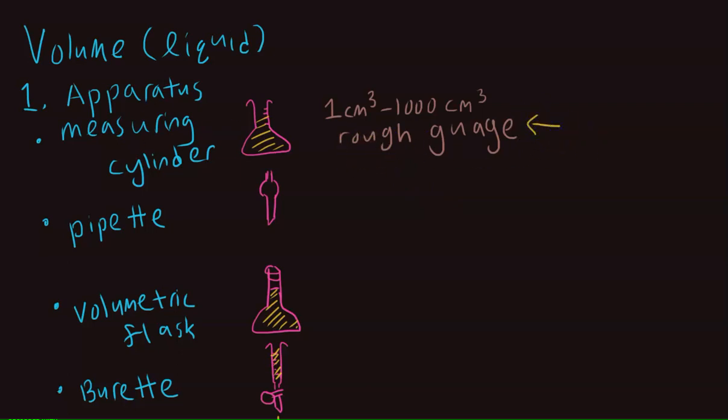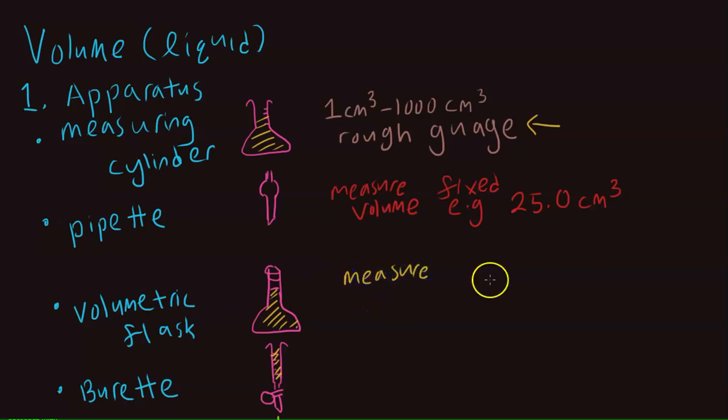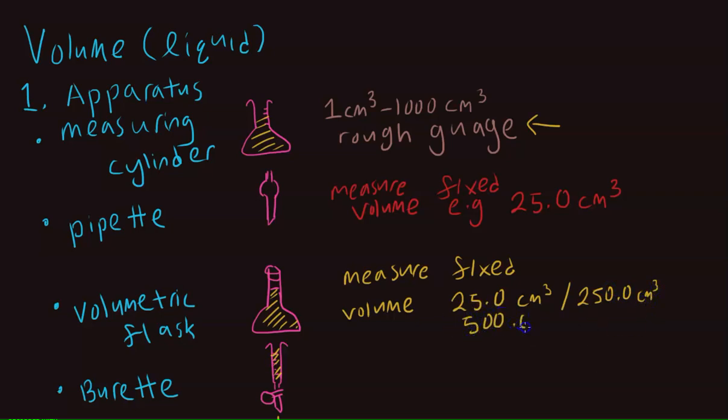Okay, next will be a pipette. For pipette and volumetric flask, they are similar. Let me go through pipette first. It is to measure a fixed volume, for example, 25 cubic centimeters. And this is true for pipette. It's very common to have 25 cubic centimeters accurately measured. For volumetric flask, it's the same thing. It also measures a fixed volume, but it has a bigger capacity than the pipette, so it can measure 250, or 500, etc.